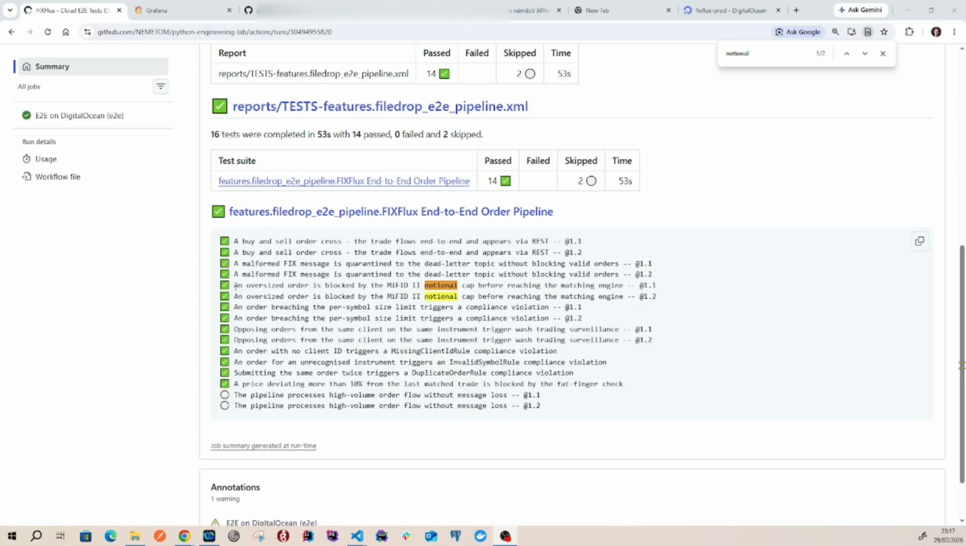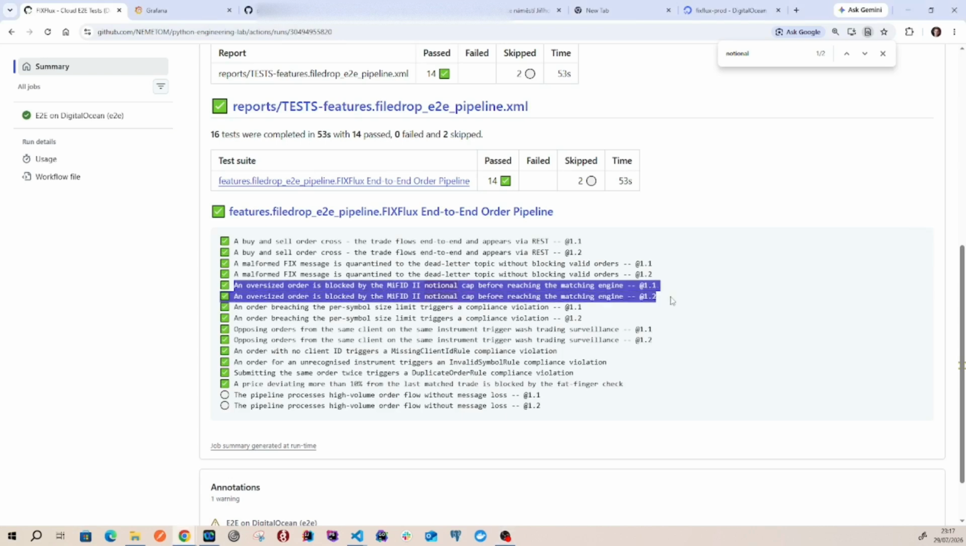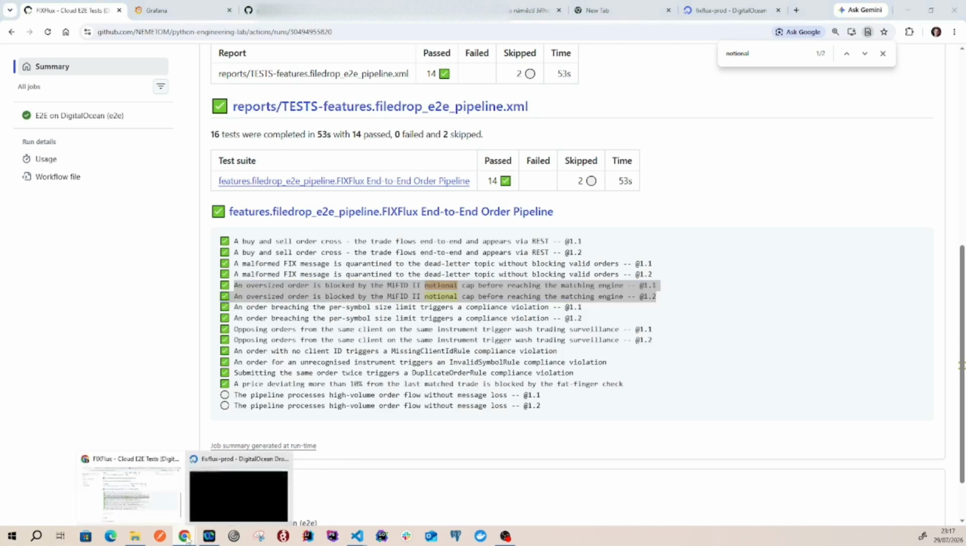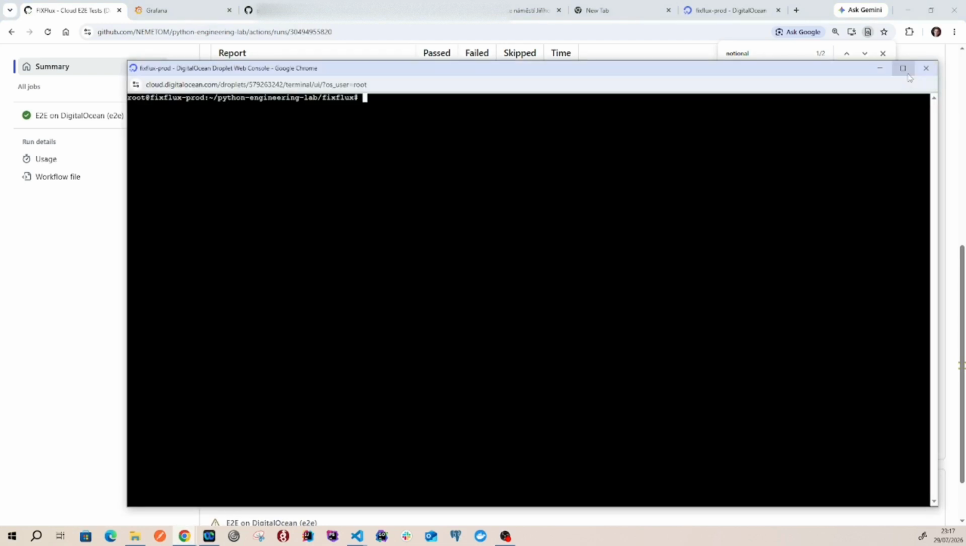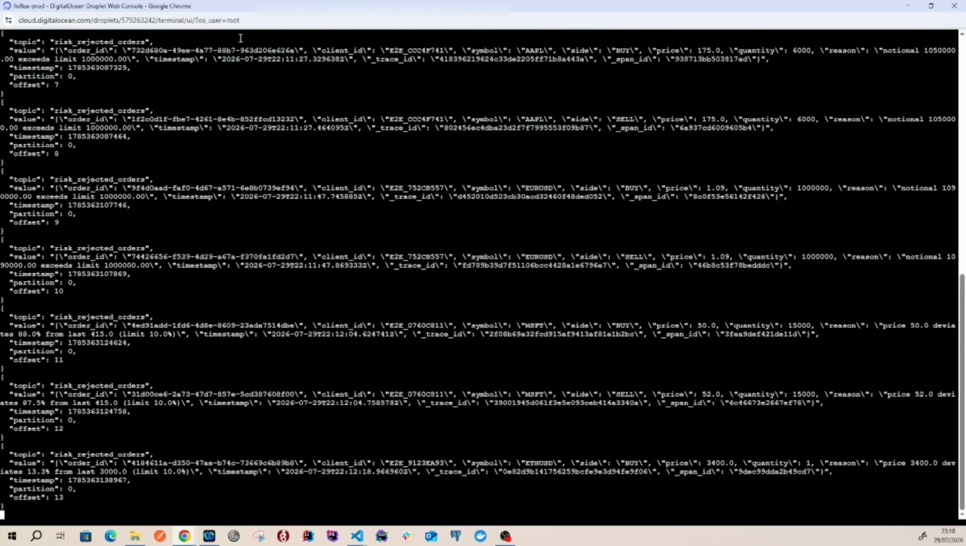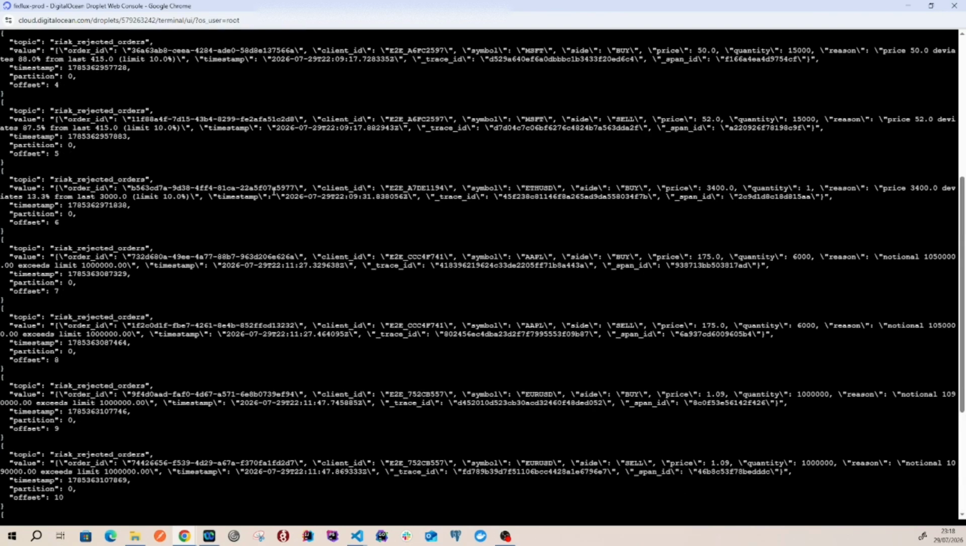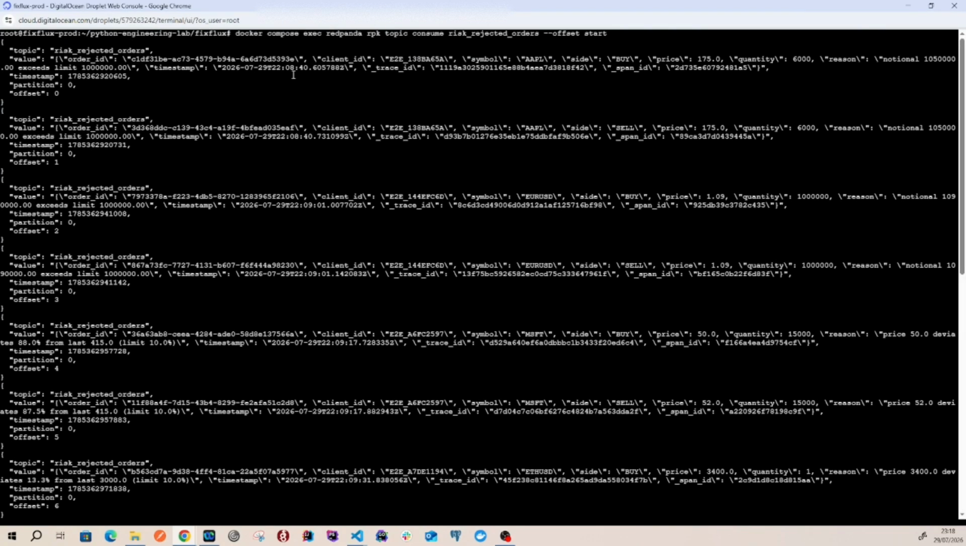Let's break it on purpose. This order's notional value is 1.5 million, over our 1 million limit. Watch risk-rejected orders. There it is, the order, unchanged, with a reason field that reads exactly like the string check_notional built. Notional exceeds limit, with both numbers spelled out. No guessing why it failed.